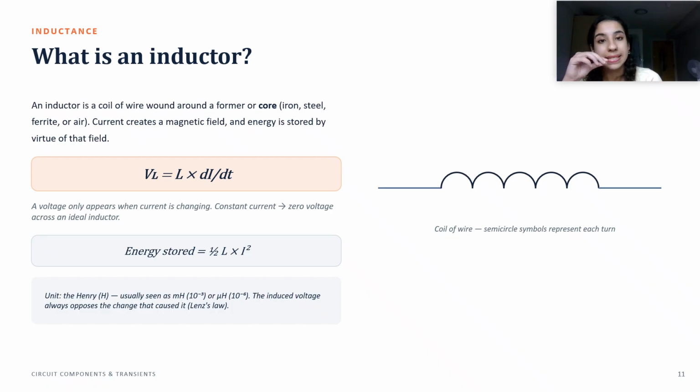And it follows Lenz's law. So if you know what Lenz's law is, the induced voltage from the inductor always opposes the change that caused it. Okay, we will dive deeper into the electromagnetic effect and things like that later on.